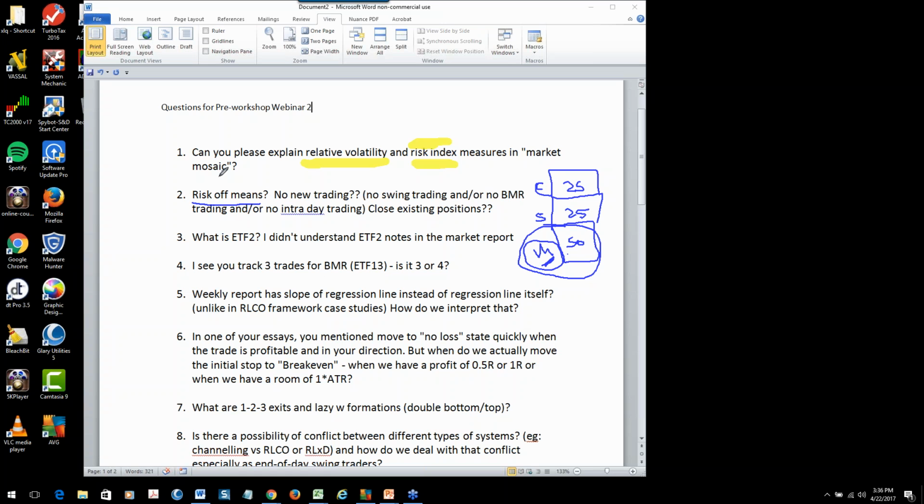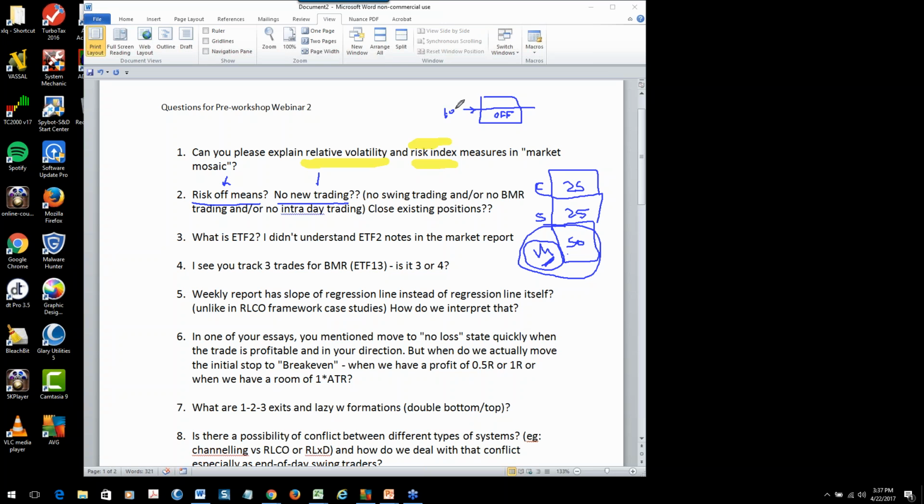So to clarify, what does risk off mean? It means that the risk index is below 1.0. If you think about that little demarcation line, risk off means it's below 1.0. It doesn't mean no new trading, but what it really means is take extra care because of the probability of increased volatility. Consider shifting your targets to the more defensive plays. Consider reducing your overall exposure.